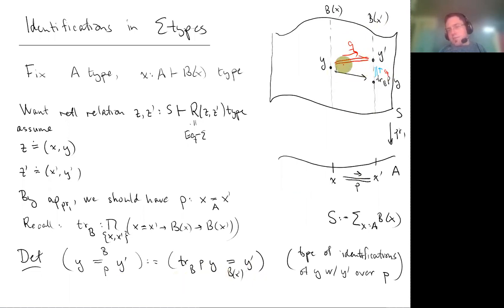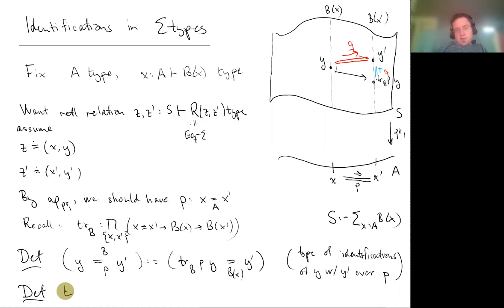So whenever people draw something like that, you can just replace it by saying, okay, there's an identification over here from the transport of y with y prime. So whether or not you find this helpful is up to you. But now you know what it is. But we're going to use it to define our relation equality in sigma types. So let me put that here, and then I'll copy it over to the next slide.